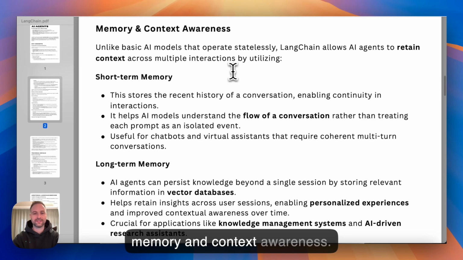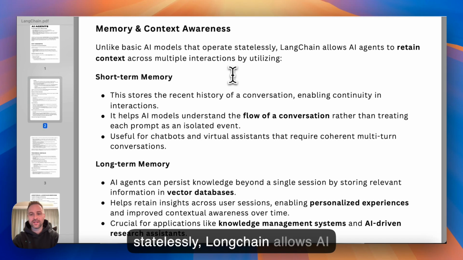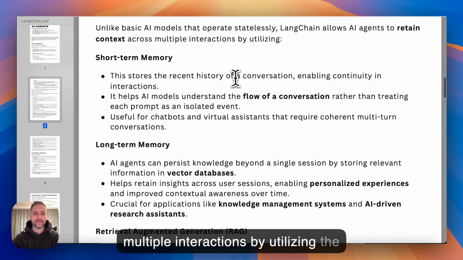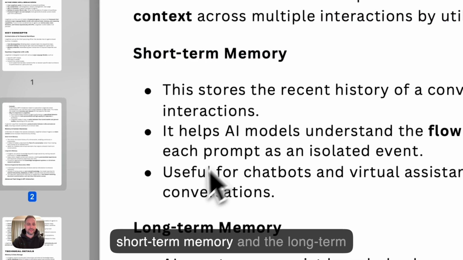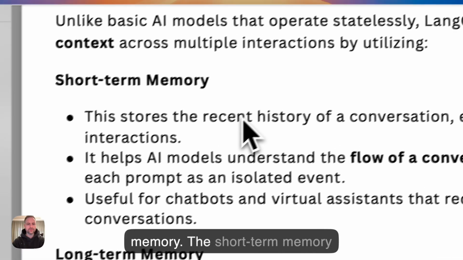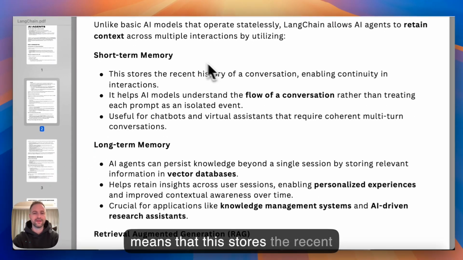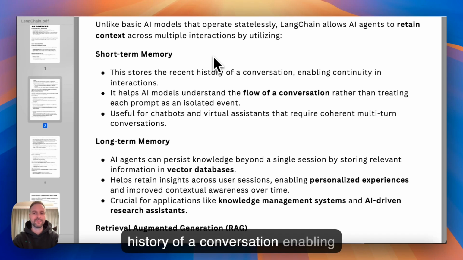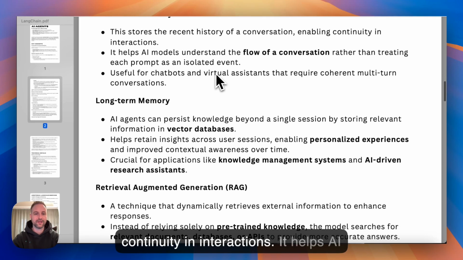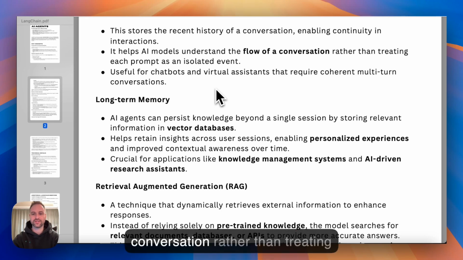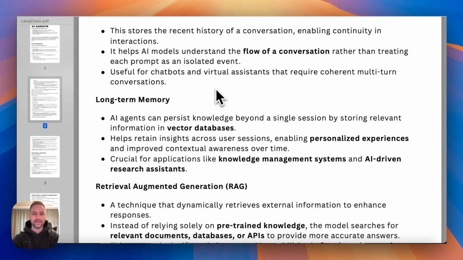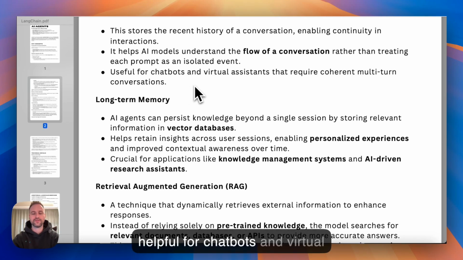The memory and context awareness. Unlike basic AI models that operate statelessly, LangChain allows AI agents to retain context across multiple interactions by utilizing short-term memory and long-term memory. The short-term memory stores the recent history of a conversation, enabling continuity in interactions. It helps AI models understand the flow of conversation rather than treating each prompt as an isolated event. Useful for chatbots and virtual assistants that require coherent multi-turn conversations.